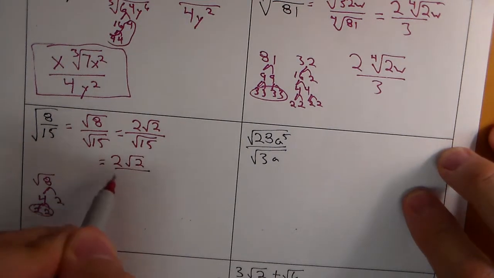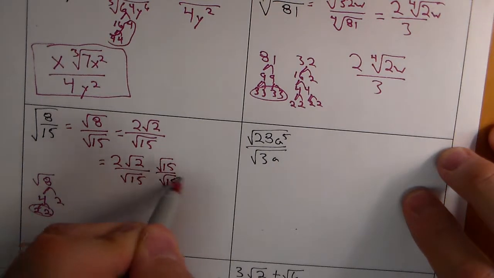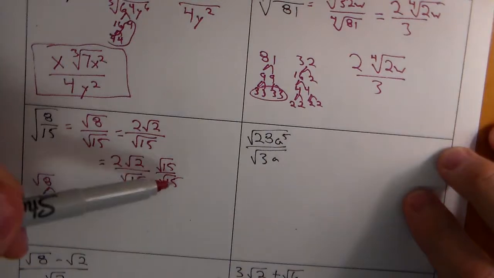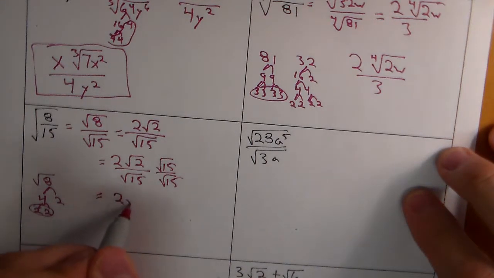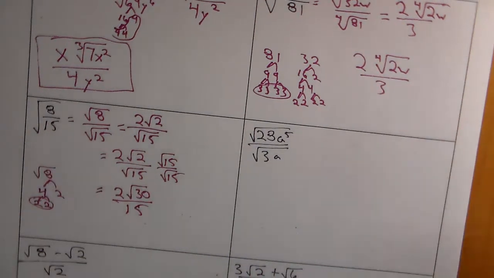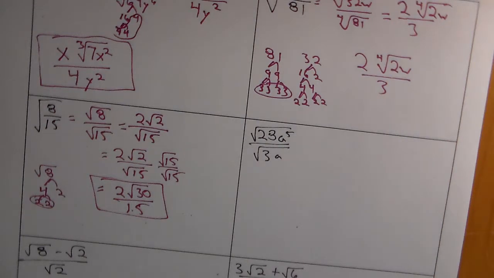So we're going to go 2 root 2 over the square root of 15 times the square root of 15 over the square root of 15. Really, we're multiplying the whole thing by 1, but we're rationalizing. It's going to become 2 root 30 over 15. Square root of 30 can't be simplified because that's 6 times 5. There's no perfect squares. There's no sets. 2 and 15 can't reduce, so that is our answer.